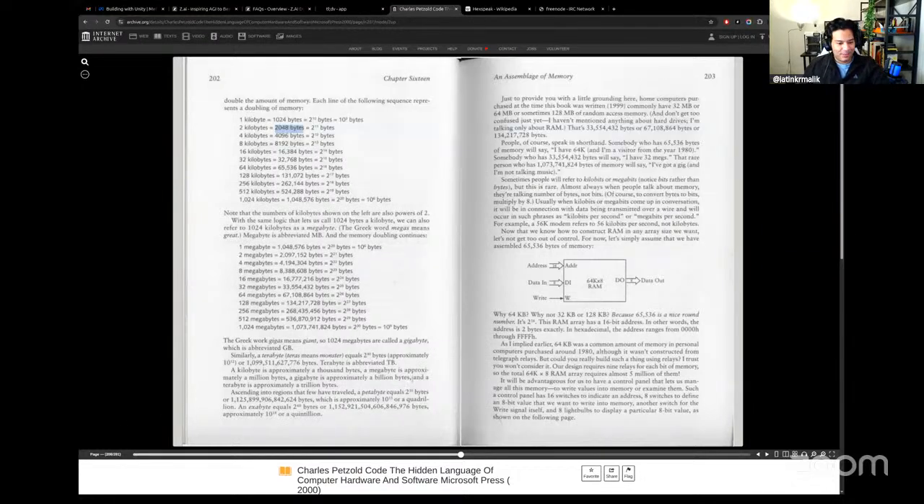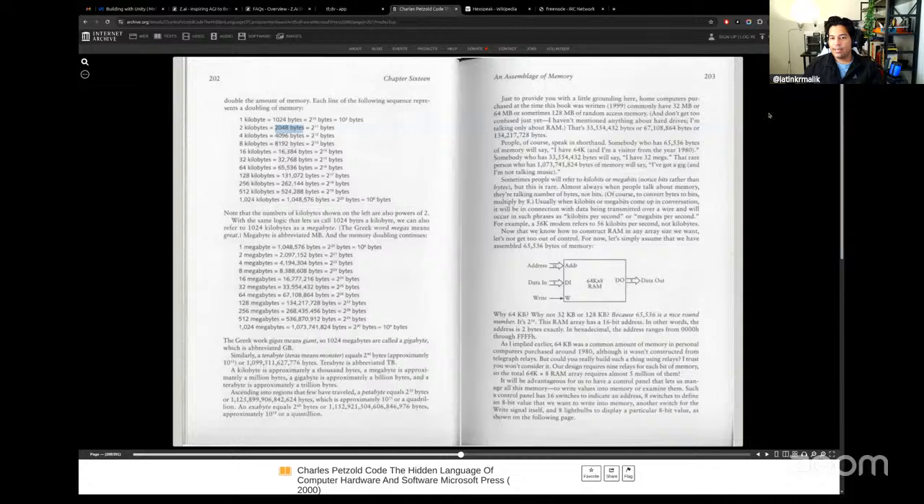So anyways, this keeps going. A gigabyte is almost a billion bytes, and a terabyte is almost a trillion bytes. Ascending into the regions we have traveled, a petabyte becomes 2 raised to the power 50, which is approximately 10 raised to the power 15, or a quadrillion. And then there is an exabyte, which is approximately 10 raised to the power 18, or a quintillion.